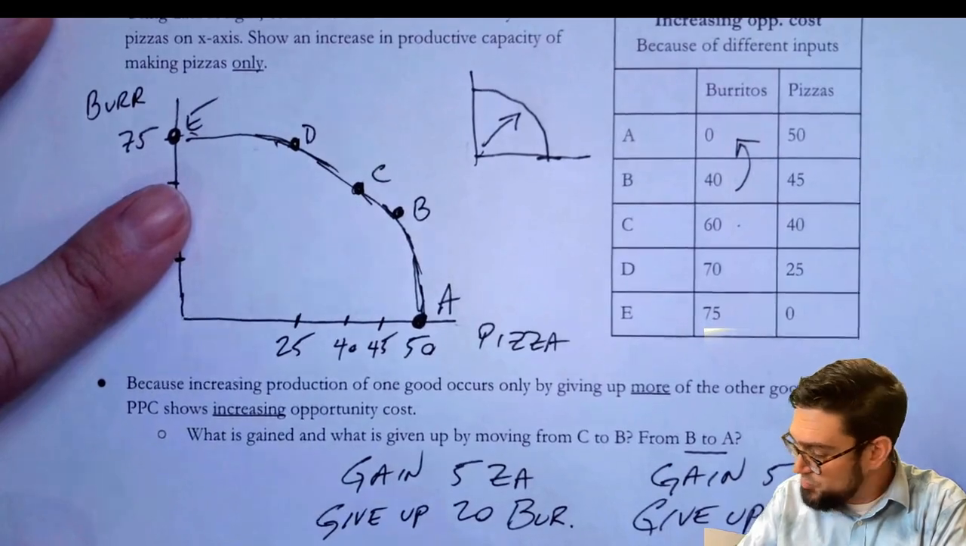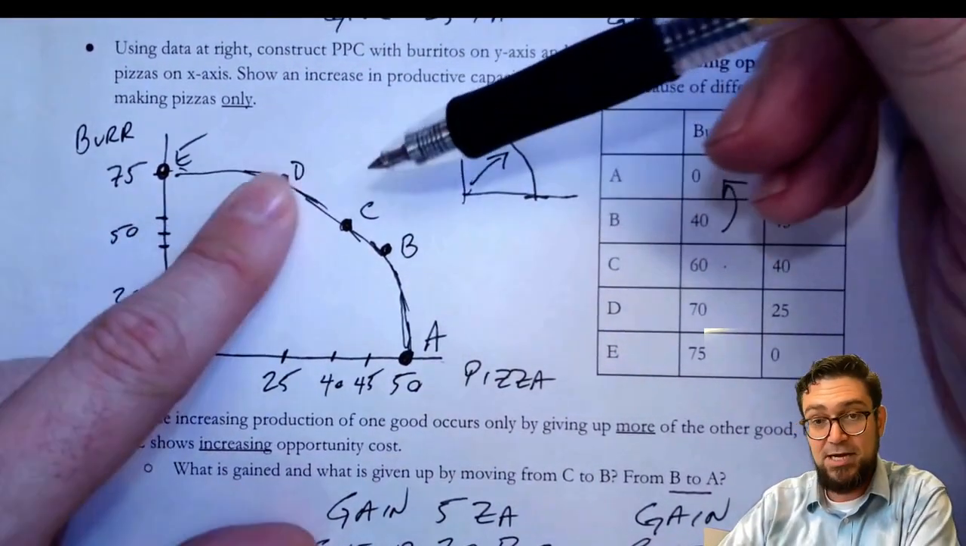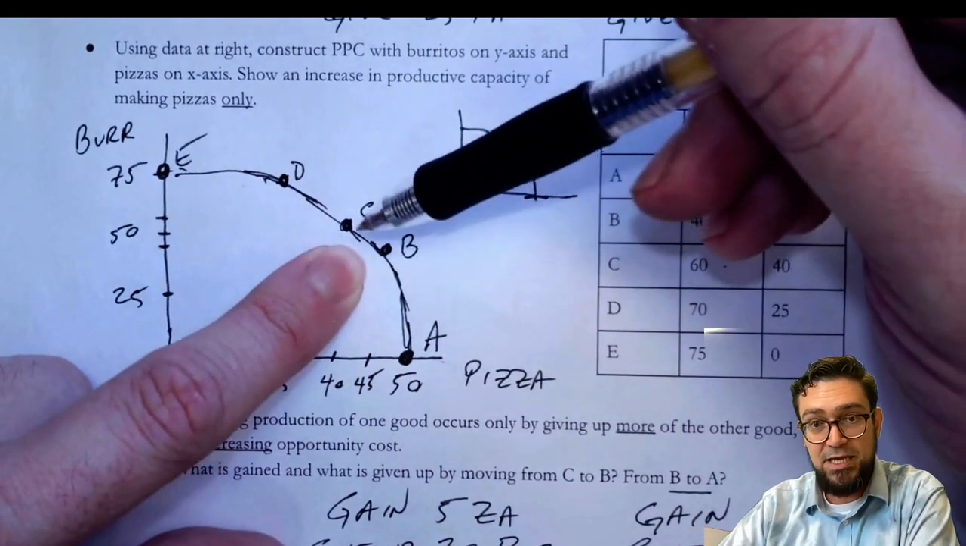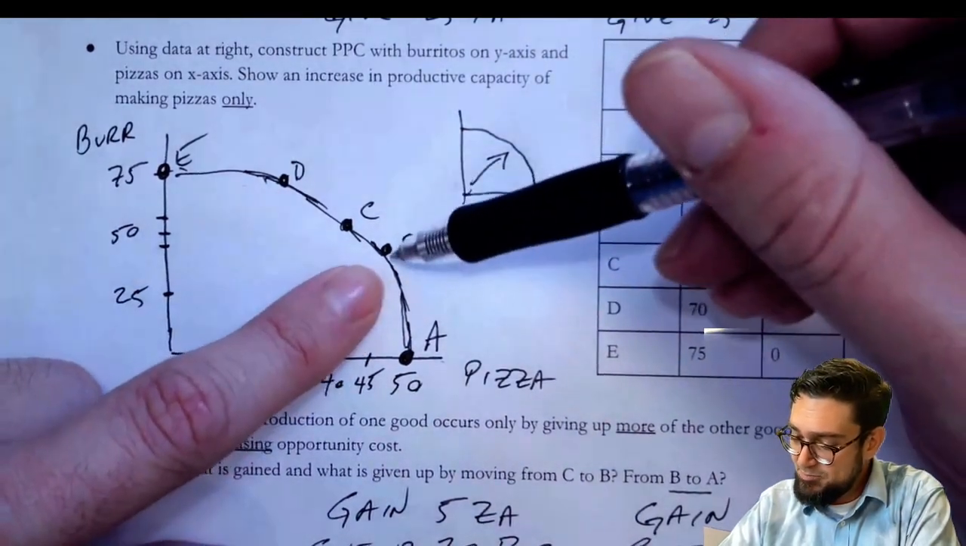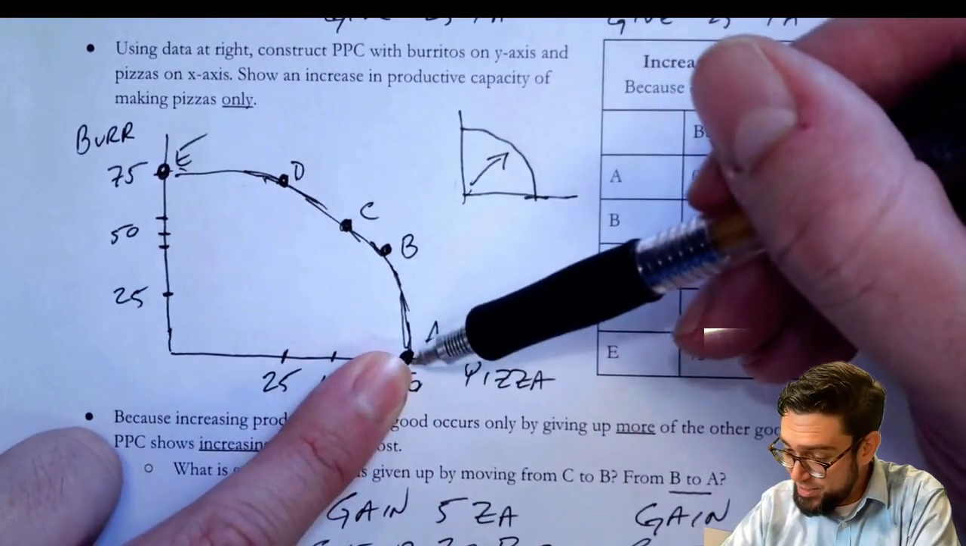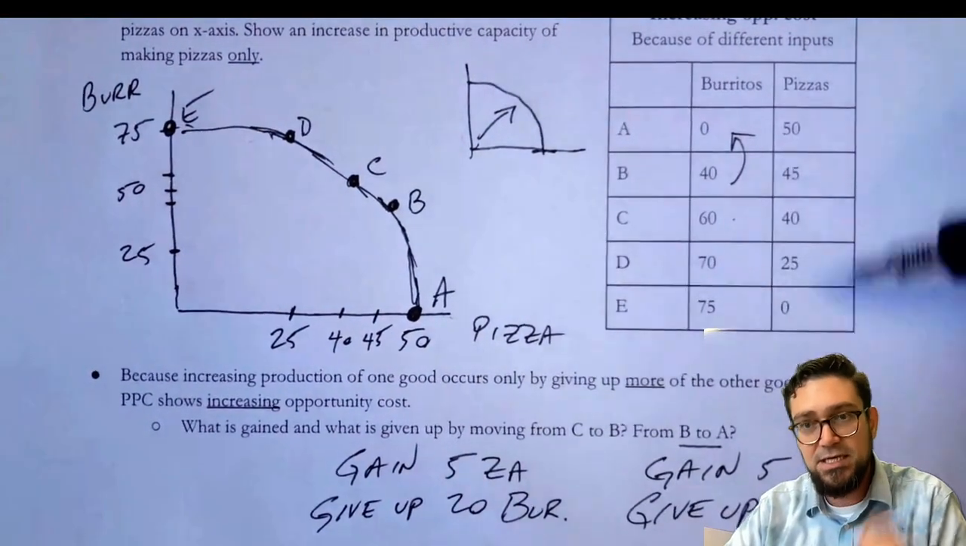So when we are moving along the curve, right, it's actually down the curve in this direction. When you go from C to B, you're only getting a little bit here, but you're giving up a whole lot of burritos, right? And then B to A, you're giving up 40 burritos to get all those last 5 pizzas. So it's increasingly costly to continually produce more.